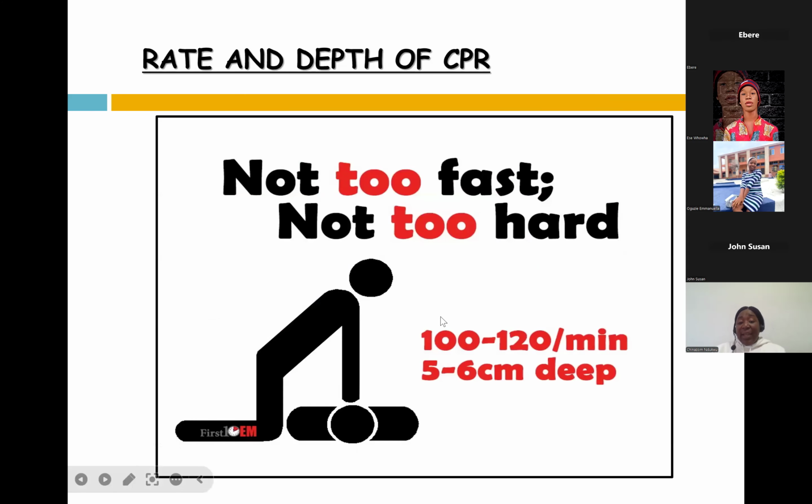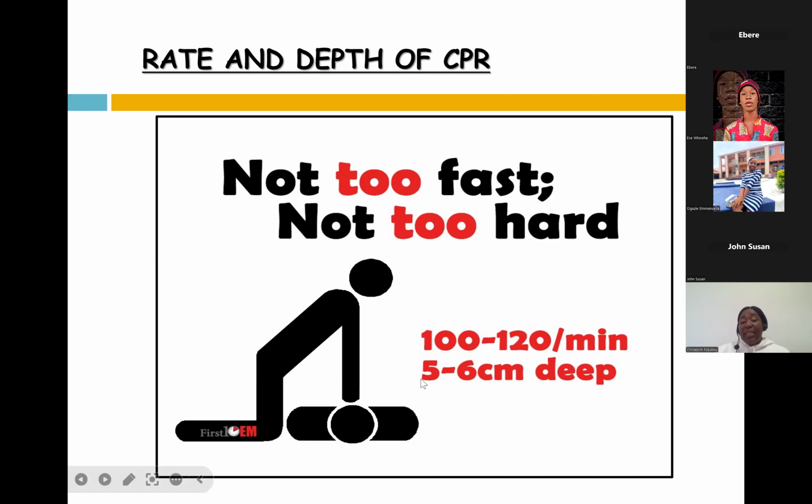Now, the rate and the depth. Not too fast and not too hard. We have already explained why we shouldn't make it too hard. And why you shouldn't make it too fast is so that you give room for the heart, for the chest to recoil, for the chest to go back to its normal state, for the heart to refill with enough blood so that the next compression can then push the blood out again.